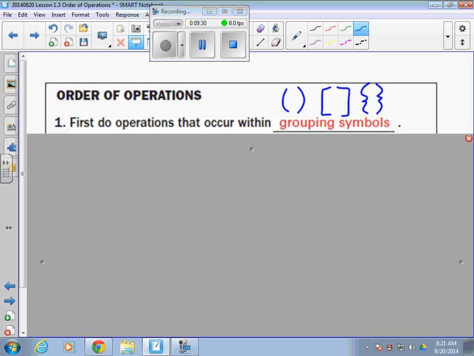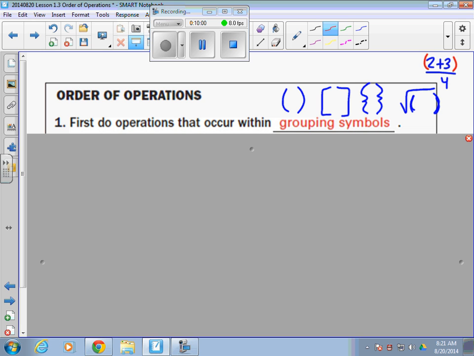Then there are other sets of grouping symbols, including radical signs. When things are under the radical sign, you treat it as if what's underneath there is inside of a parentheses. And also fractions. 2x or 2 plus 3 divided by 4, you treat the top of this as if it's inside of a grouping symbol. It's not going to be shown for you, but you treat it as being inside a grouping symbol.